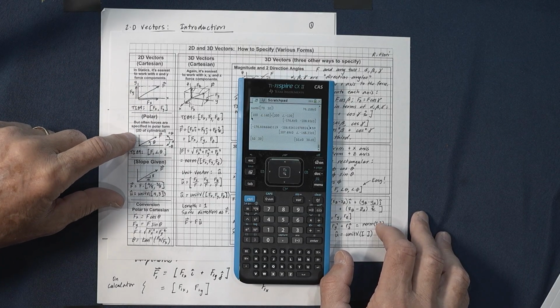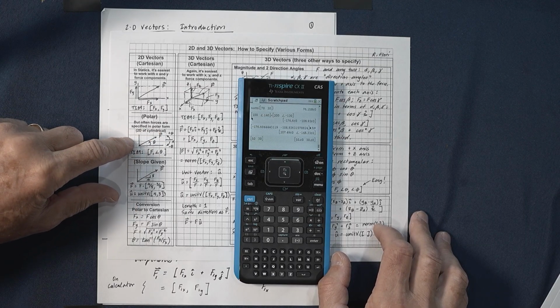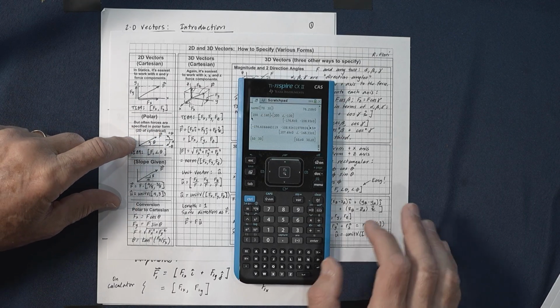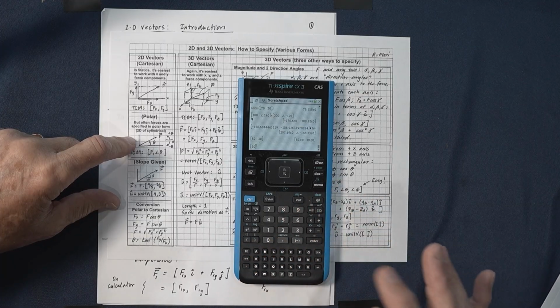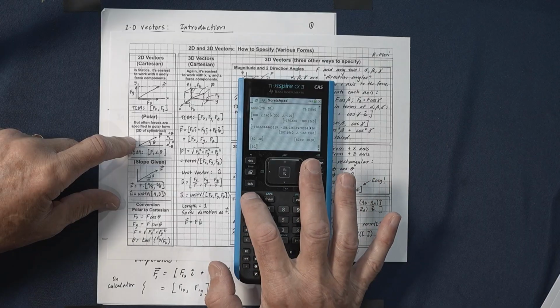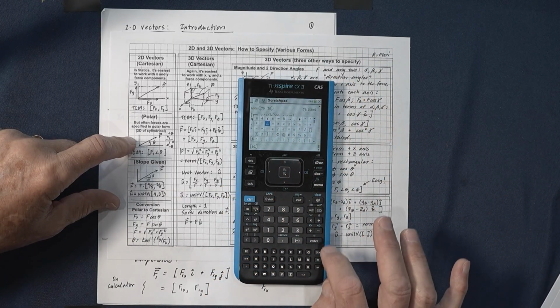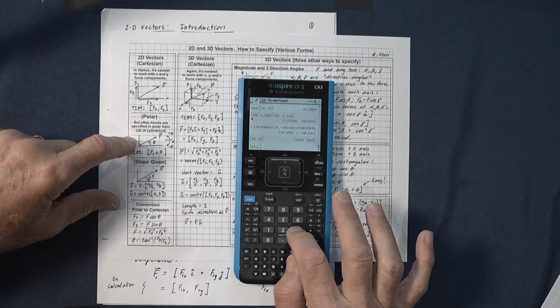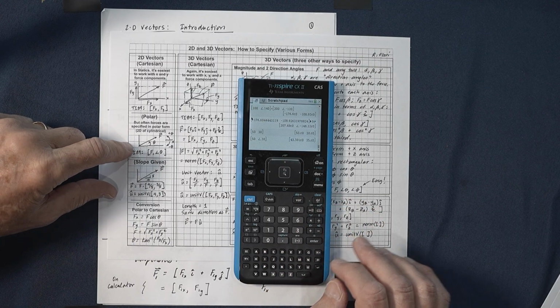Many times you've got a vector that's given as a magnitude at an angle. Let's say 50 pounds at 30 degrees. You just go control, square bracket, 50 pounds, comma, you need an angle symbol. So you go control, symbol, and you come up with an angle symbol. Then you put in 30 degrees, enter. And that's basically polar form.